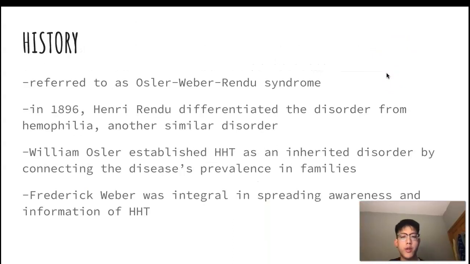Next, just some quick history. The origin of the nomenclature or the name of the disorder, it is also referred to as Osler-Weber-Rendu syndrome, which, just coming from its name, can bring some background information about the genetic disorder itself. So in 1896, Henry Rendu differentiated this disorder from hemophilia, which is another similar disorder. And then following the progression of scientific research, William Osler established HHT as an inherited disorder.